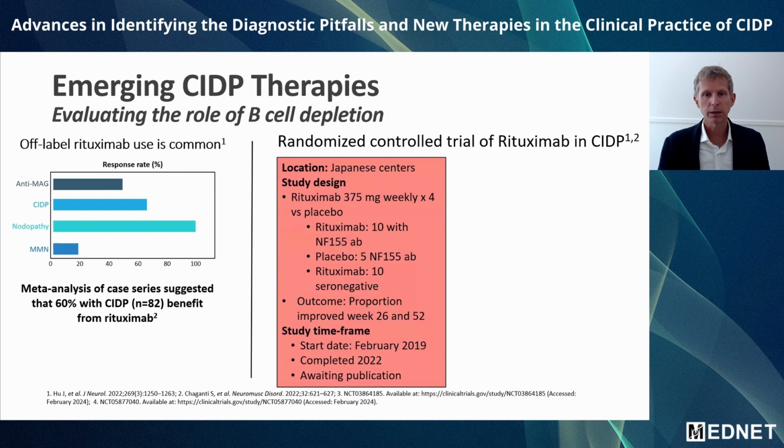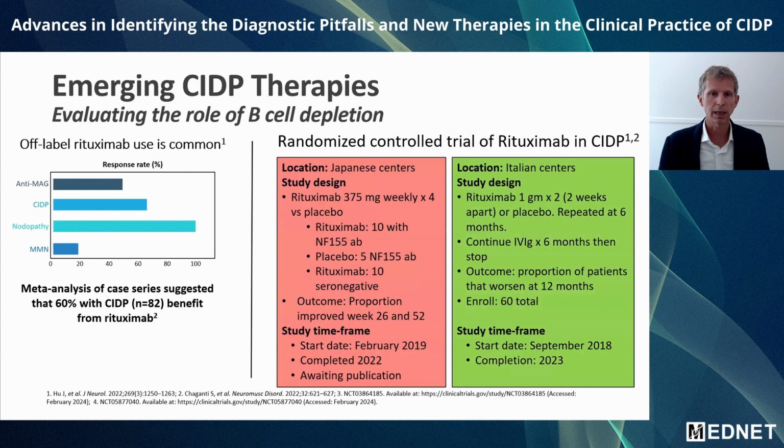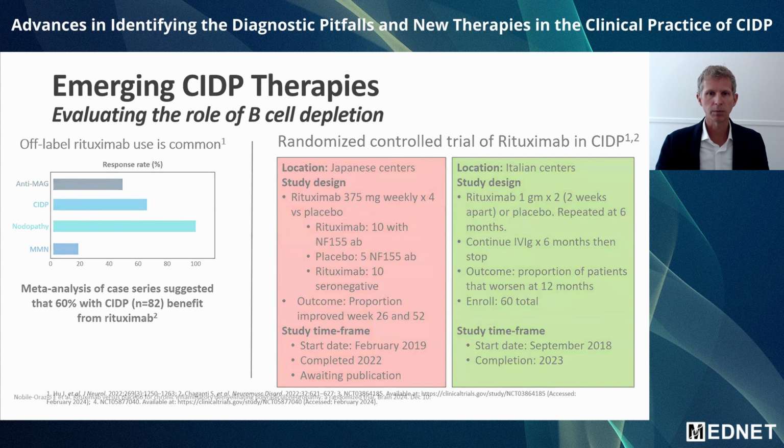Moving on to B-cell depleters, so we've used rituximab off-label for a long time in CIDP. The data has never been very strong, although there are some case reports and series that suggest that about 60% of patients with CIDP improve. So that drug has also been studied in a Japanese study that's not been published quite yet, and an Italian study that actually has been published.